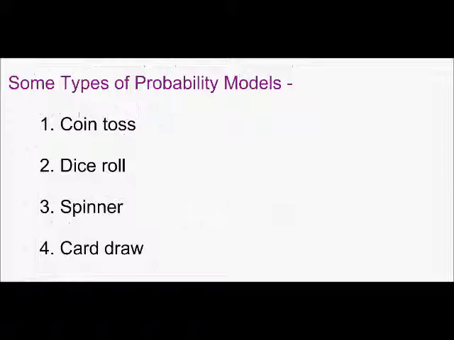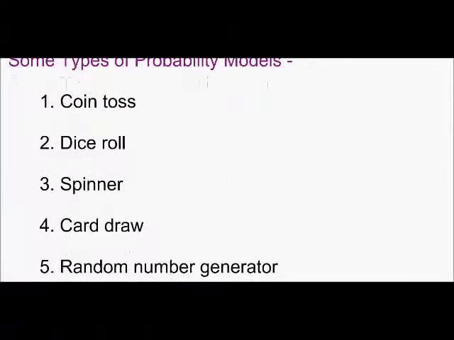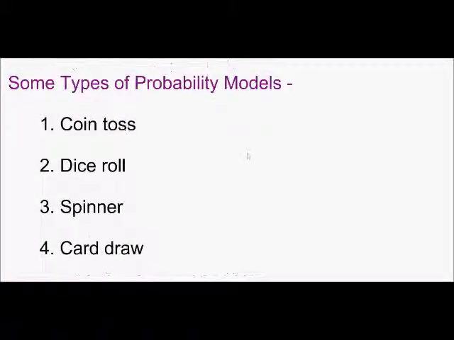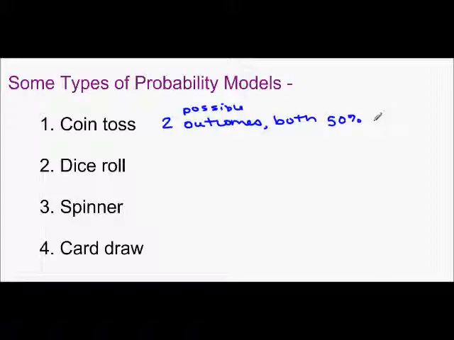Okay, so I have 5 types of probability models for you. One would be a coin toss. This is a good model when you have 2 possible outcomes, and they have an equal likelihood of happening, so both 50% likely.